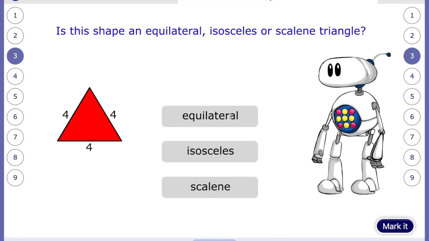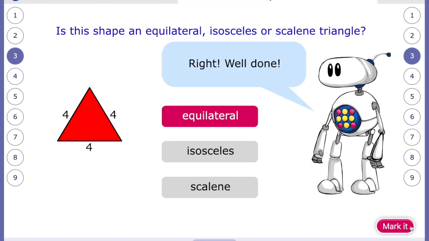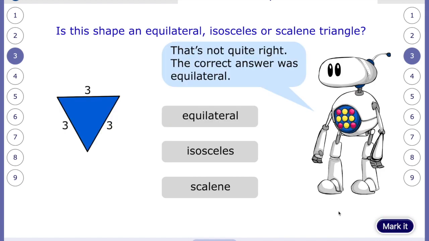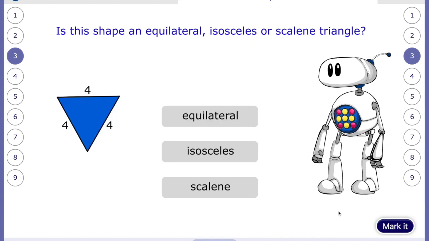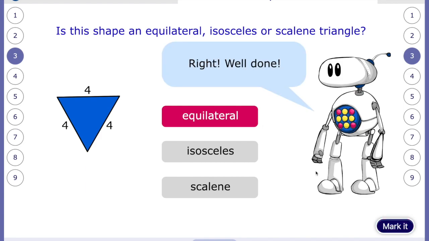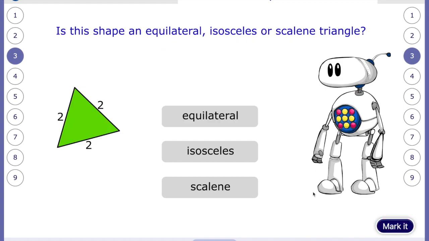Yeah, it's equilateral. Well done. Oops, let's look at the next one. Is it equilateral, isosceles or scalene? It's equilateral because all the sides are the same length. Here's another one. What about this triangle? Yeah, that's right, once again, it's equilateral. Well done.